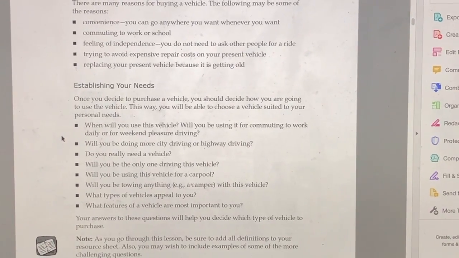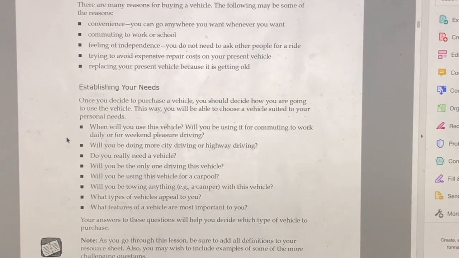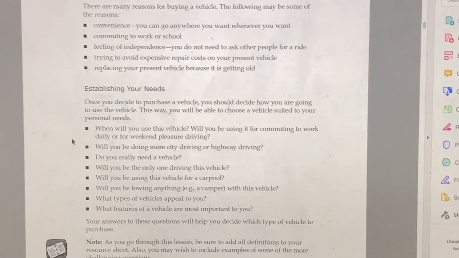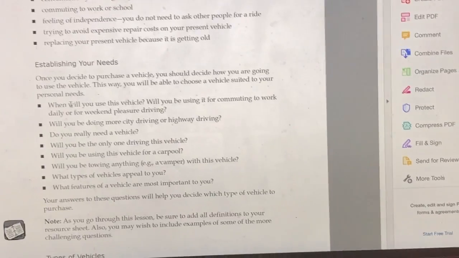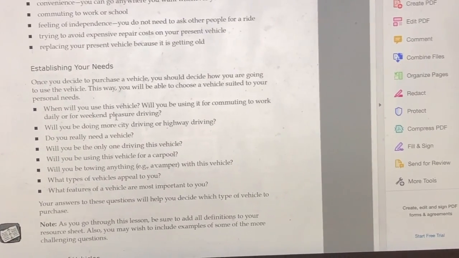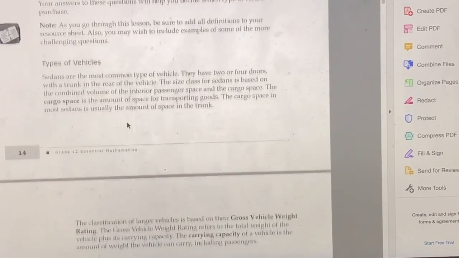Will you be using the vehicle for a carpool? When will you use the vehicle? Will you be using it to commute to work? Types of vehicle that appeal to you. There's a lot of things. It all depends on yourself and what you decide, what you find important.